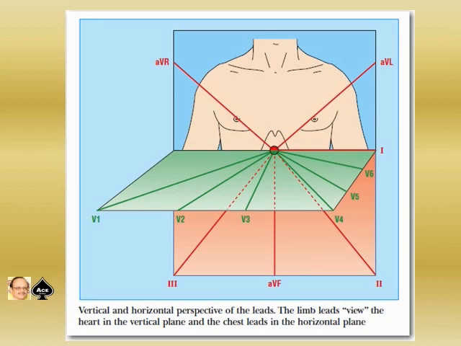And in the horizontal axis you can see, conventionally, 6 leads: V1, 2, 3, 4, 5 and 6. In addition, you can take the right sided leads like V3R, 4R, 5R, 6R and V7, 8 and 9. About these descriptions I have already told in one of the previous videos.